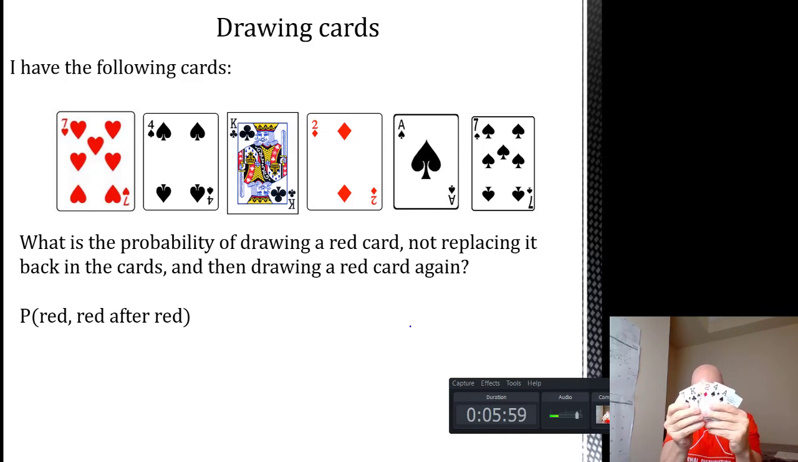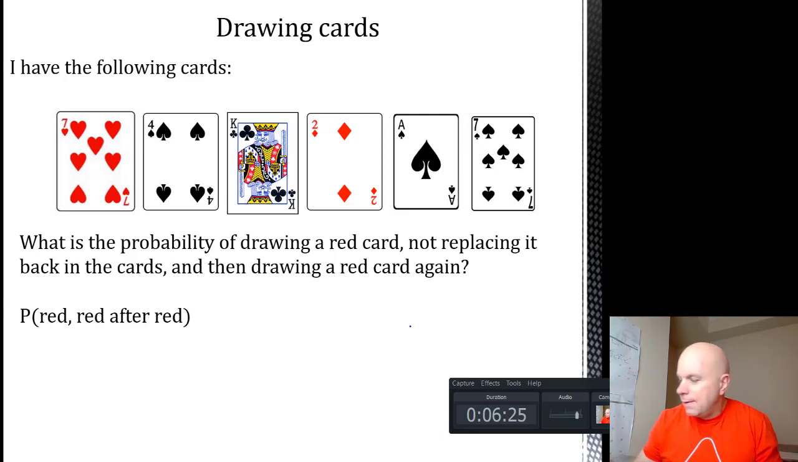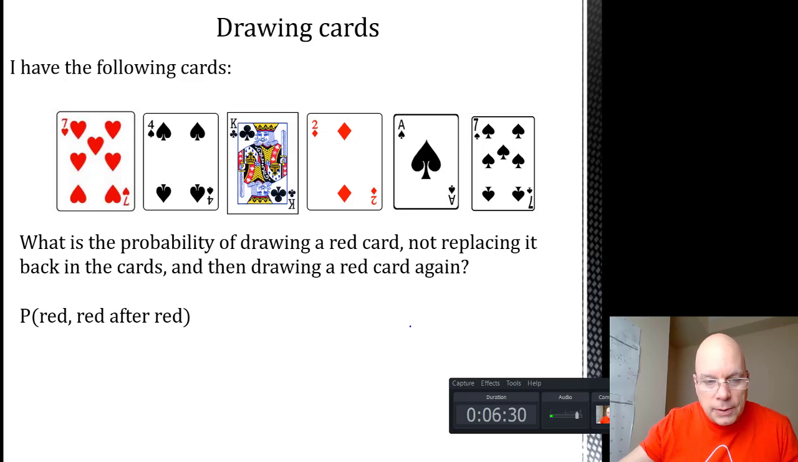And what's the probability we'll draw a red card at random, like that, not replace it, mix the cards up again, and draw the other red card? What's the probability of doing that? I'm going to see if I have only black cards left. Oh, I do. Amazing. Okay, this is different than the last one. It's actually more difficult than the last one.